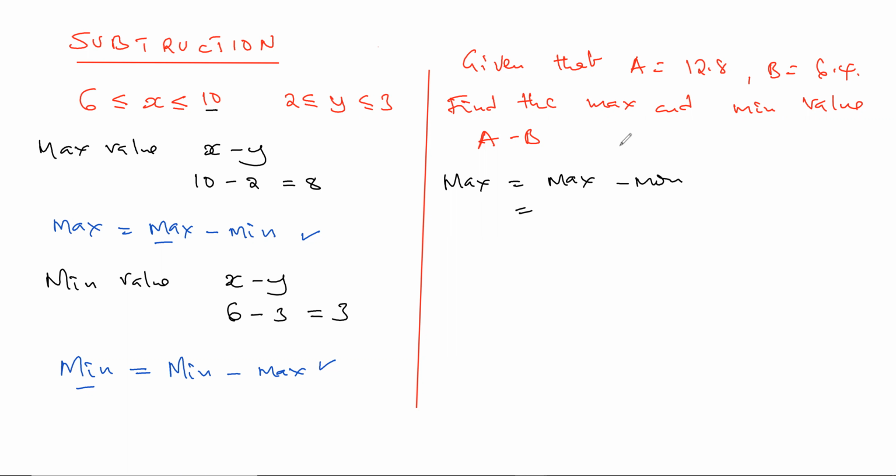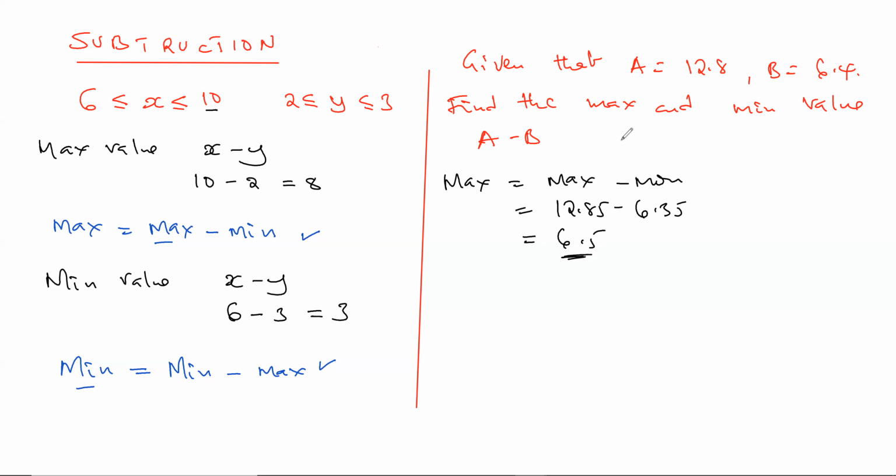So for this question, I'll look at the value of A. A is 12.8. The maximum A can be is 12.85. Its actual value is 12.8. So the maximum it can be is 12.85. So I'll write 12.85 minus the minimum of B. B is 6.4. So minimum of B is supposed to be 6.35. And if you work this out, you'll get that maximum value as 6.5. That's supposed to be your answer.